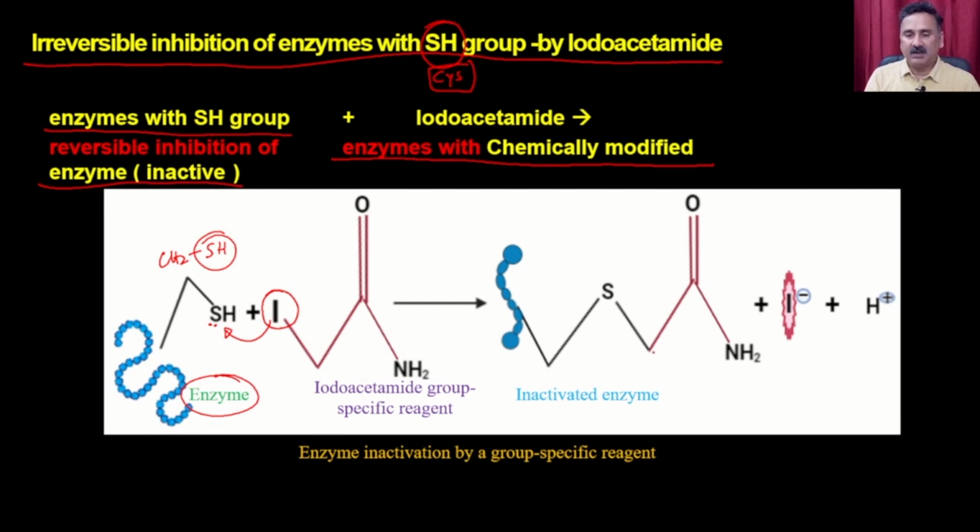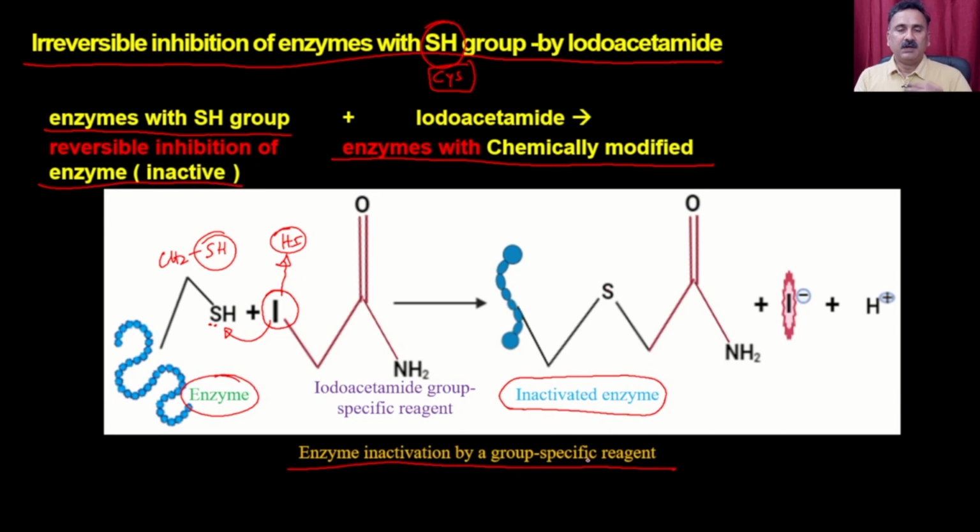And as a result, a covalent bond is going to be formed between the sulfur and this carbon, right? And iodine is going to be removed, and hydrogen is also going to be removed from here, right? And then there will be a covalent bond. Once a covalent bond is formed, this enzyme is going to be converted into an inactive enzyme. So these are some of the examples where you are going to chemically modify the enzyme.